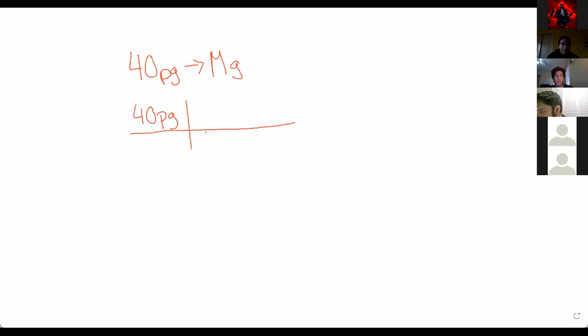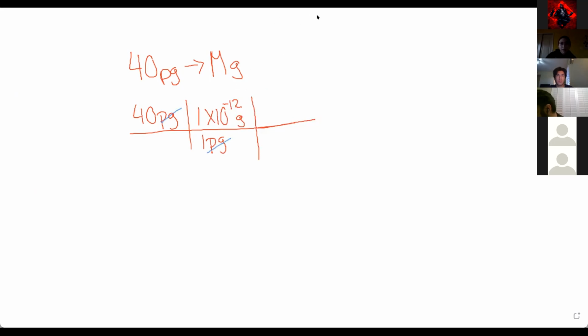What do I need to cancel out those picograms? One picogram, yes. And going based off of our chart, how many grams is in 1 picogram? 1 times 10 to the negative 12 grams, right? So I know I can cancel out my picograms and my picograms. So now I need to cancel out my grams.